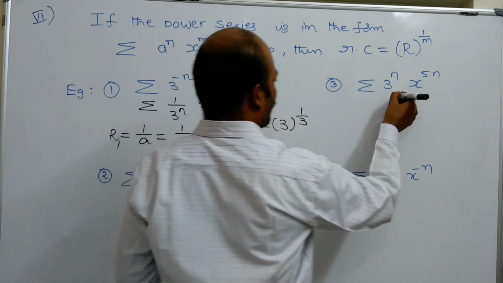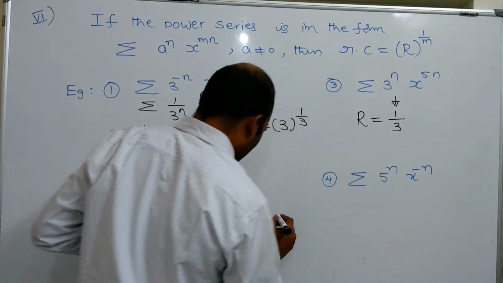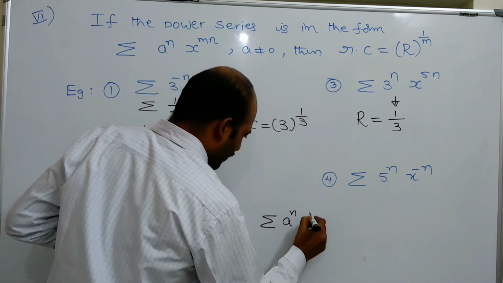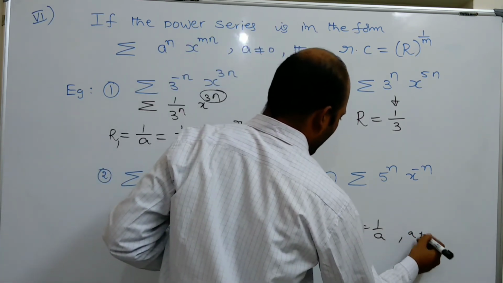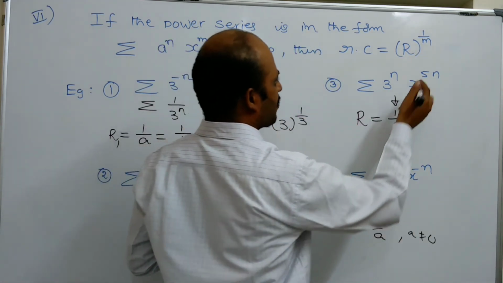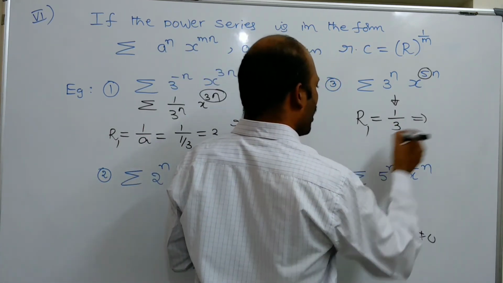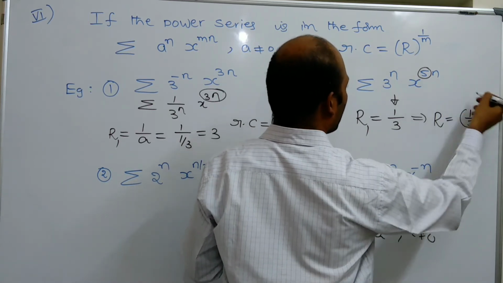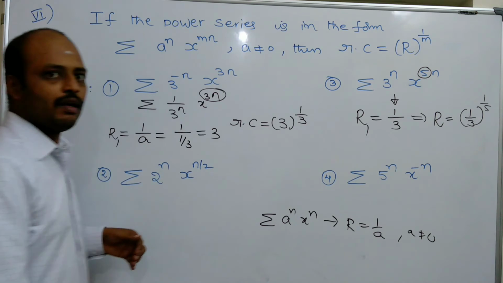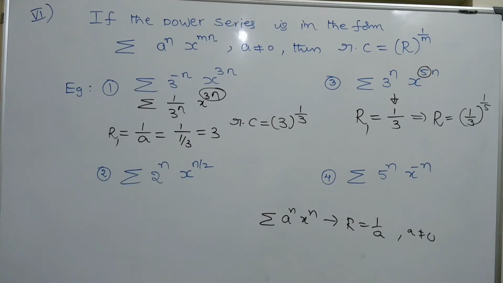Now for this one, it is very clear that the radius of convergence is equal to 1 by 3. We learned in the previous result that for a power n x power n, capital R is equal to 1 by a, where a not equal to 0. So R is equal to 1 by 3. But you observe that the power of x is 5n, so let it be R1. The original radius of convergence is equal to 1 by 3 whole power 1 by 5.